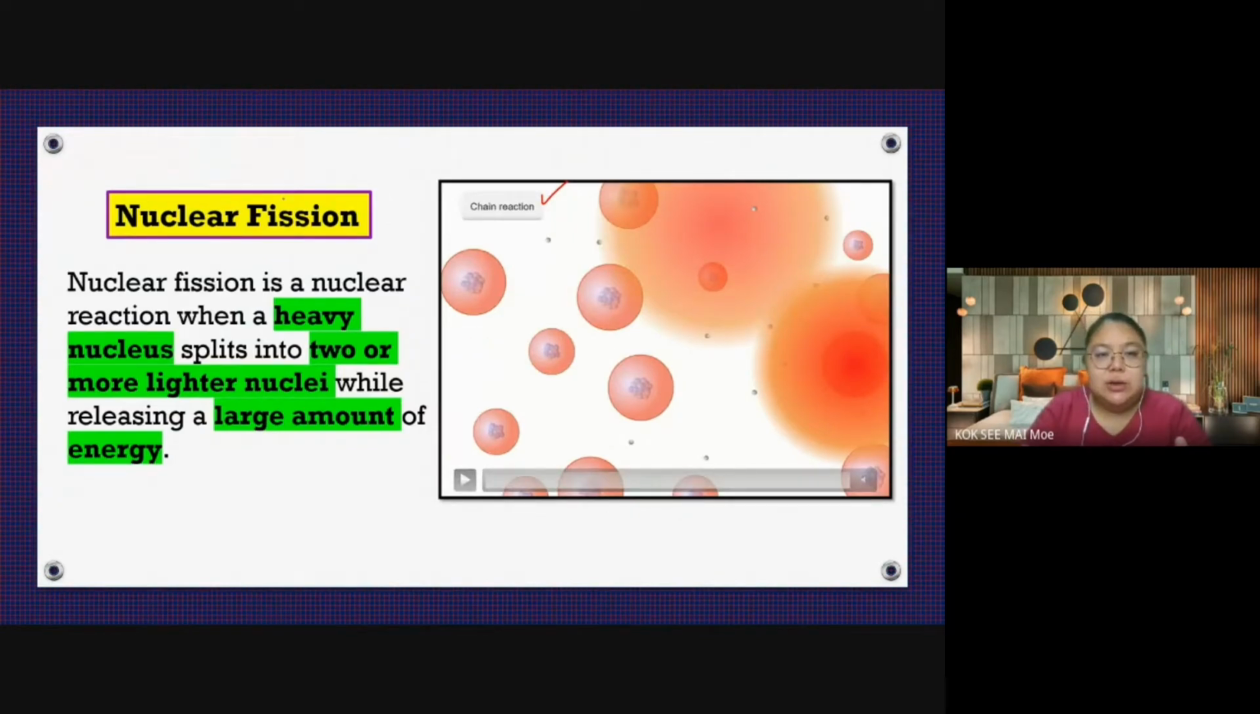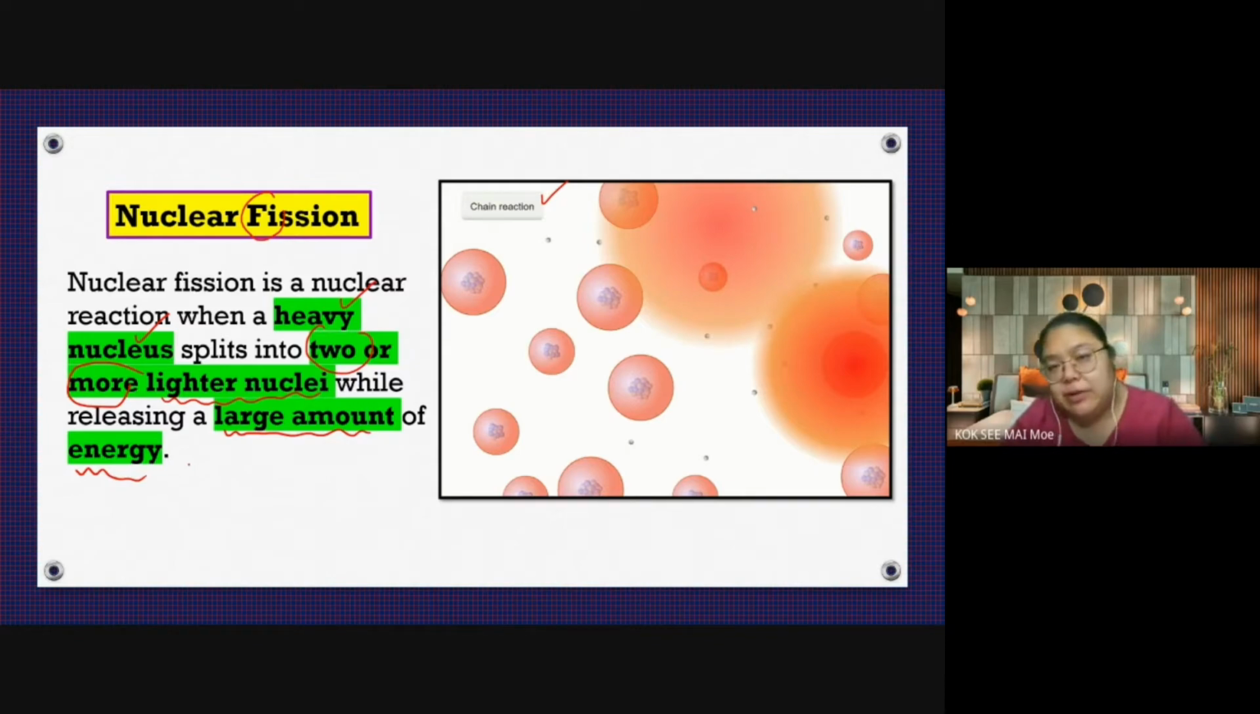First, we see the word fission. The definition is this. Nuclear fission is a nuclear reaction when a heavy nucleus, remember, start with the heavy nucleus, which is surely unstable, then splits. Split means separate into 2 or more lighter nuclei. That means more than one, so they separate into 2 or 3 lighter ones. Just now it was heavy, and they separate into daughters that become lighter. After that, they release a large amount of energy.